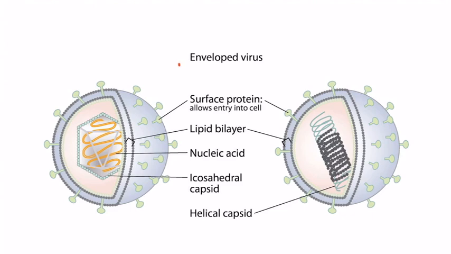This figure shows a diagram of enveloped viruses. By looking at the left image, we can see that lipid bilayer, which is labeled. You can see that on the other side as well. Within that is the capsid. Looking back at the left image, we can see that icosahedral capsid. Within that are the nucleic acids.